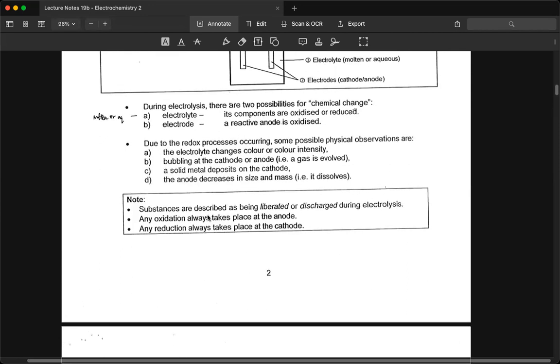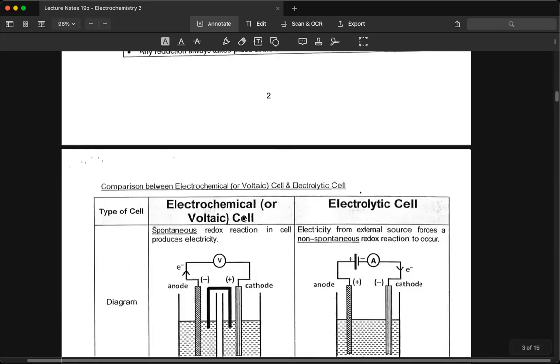When we describe substances, we describe them as being liberated, let's say gases are formed, while discharged means they form solid, something like that.